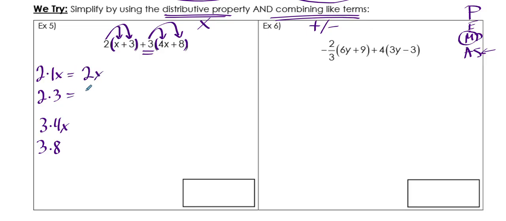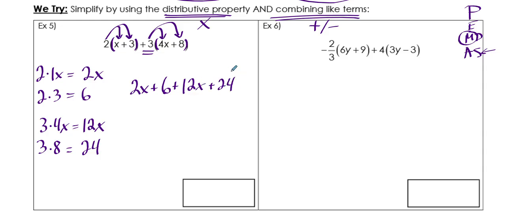Multiplying to get 2x, 6, 12x, and 24. All of those are positive. I don't have any negative signs, so I'm going to write everything with a plus sign. So this comes down to be 2x, this comes down to be 6, this comes down to be 12x, that comes down to be 24.